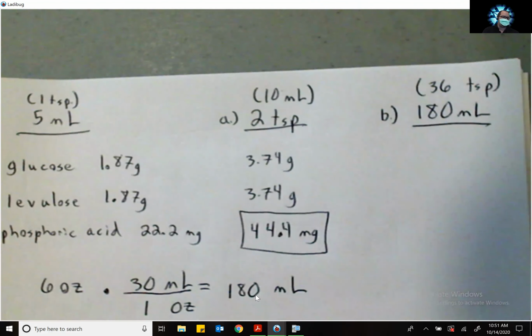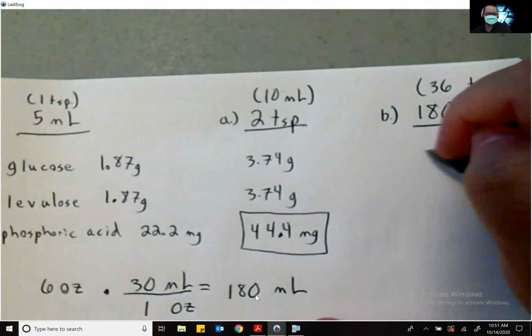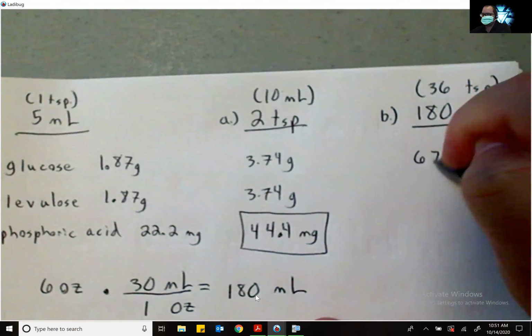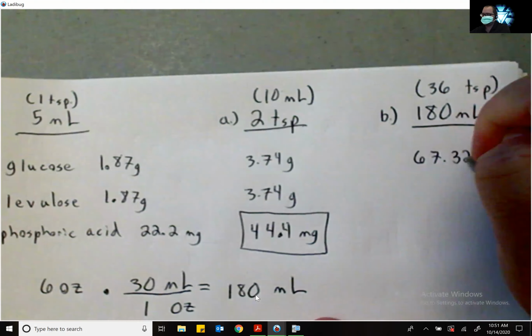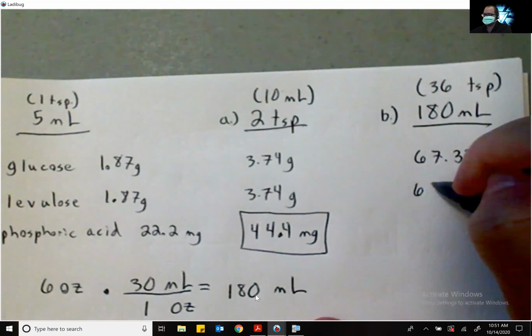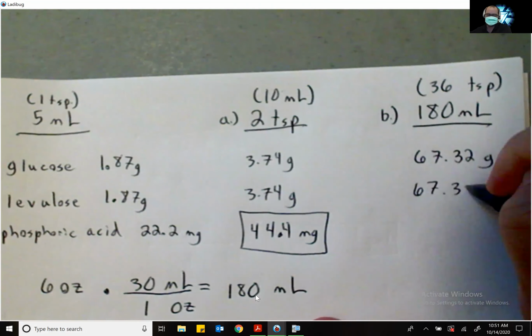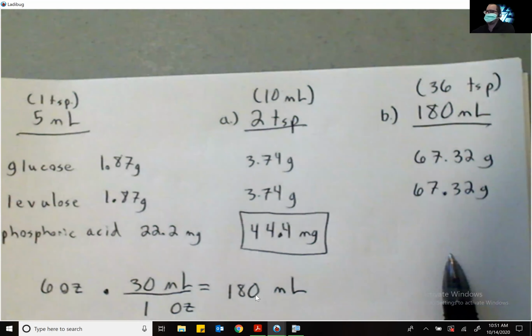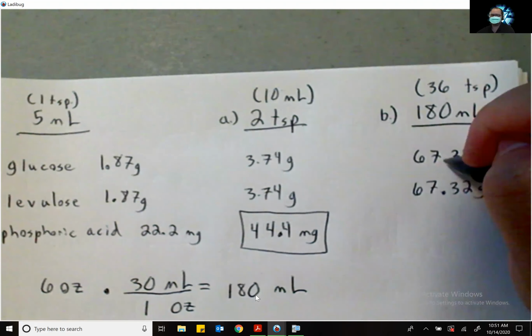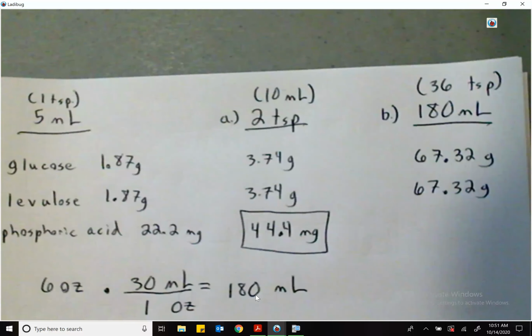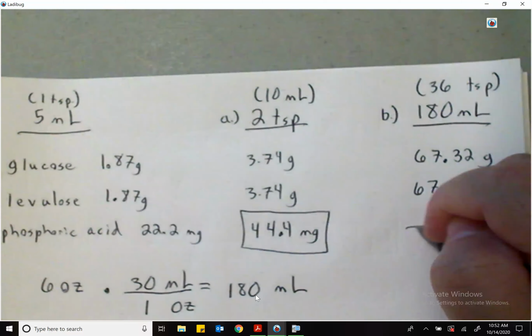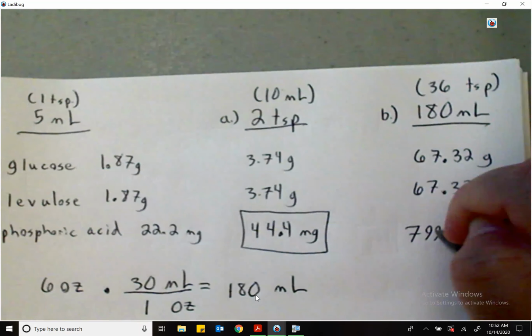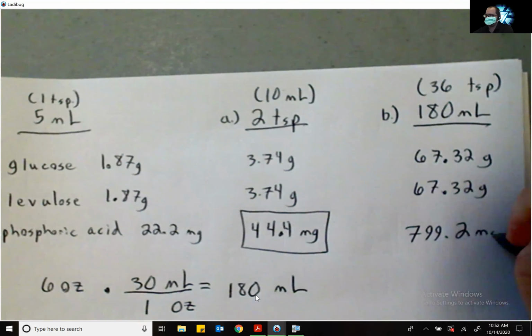So how many glucose grams are there? 67.32. Yeah, I know we didn't ask about it, but I always like to show you that it's the same process. And so that means Leviosa has 67.32 grams as well. How much phosphoric acid is there? 799.2. Yep. And that's milligrams.